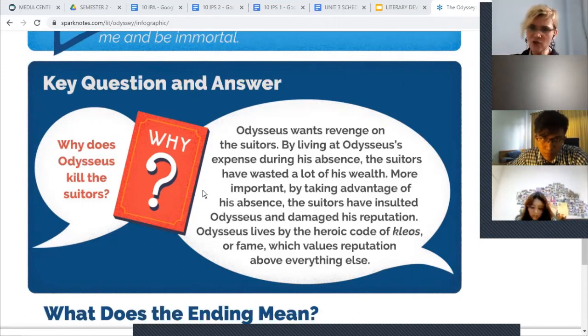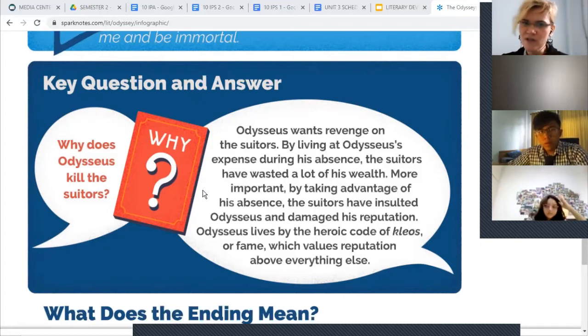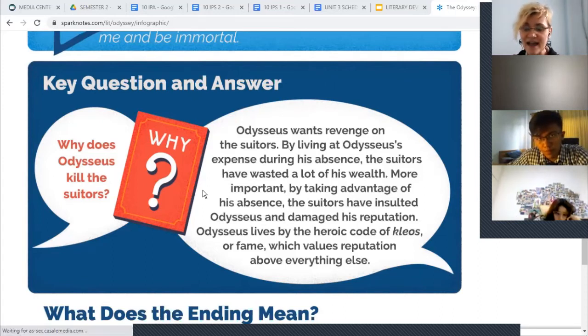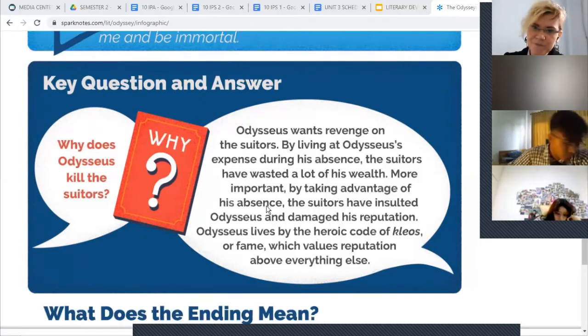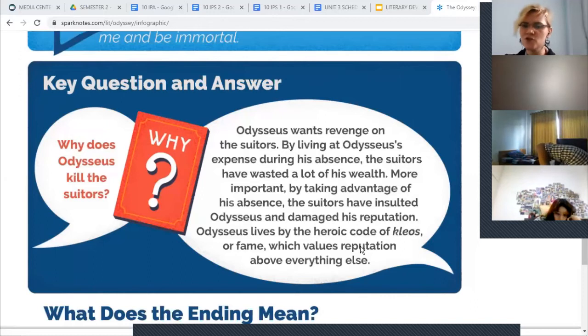And so Odysseus couldn't just come back and say, hi guys, I'm back. No, he had to regain his reputation. That's why he comes disguised, joins the bow and arrow contest, wins, and shows, see, it's me, the valid heir, the king of this palace, you know? Because he lives by the heroic code, which is called kleos, or fame, which values reputation above everything else. That was the Greek belief.